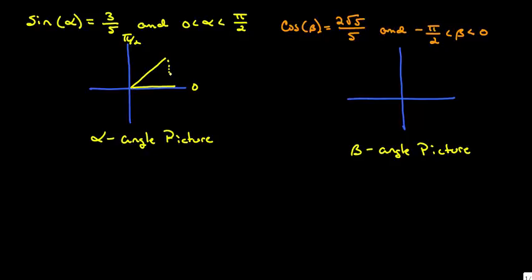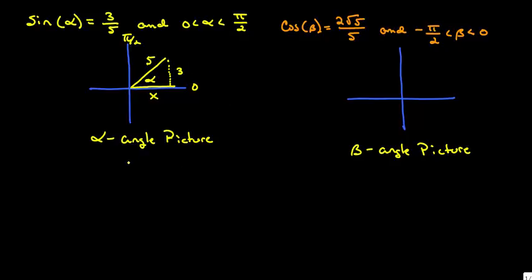So this is going to be alpha. Alpha is in quadrant 1 because of this. And the sine value of alpha is 3/5. So that means the opposite side is 3 and the hypotenuse is 5. Now we've got this triangle here.